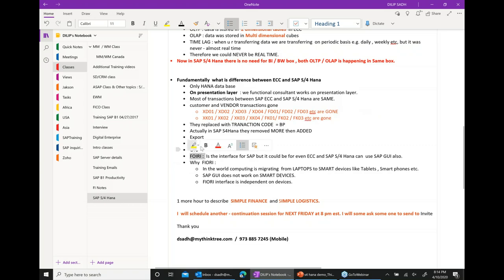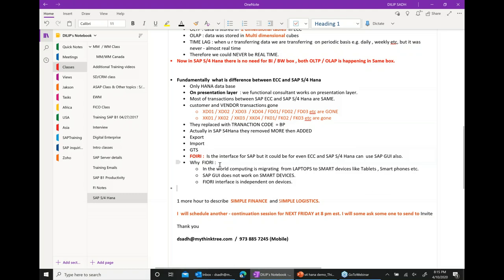Now, there is something called Fiori. Now, let me tell you, Fiori is not developed only for SAP S/4HANA, by the way. Fiori can be used on ECC too. So if you use ECC 6.0, you can use Fiori in ECC 6.0, and you can also use Fiori on SAP S/4HANA. Fiori is just an additional user interface. You have to have ECC 6.0 enhancement pack 7; before that you cannot do it. But you can do that on both sides.